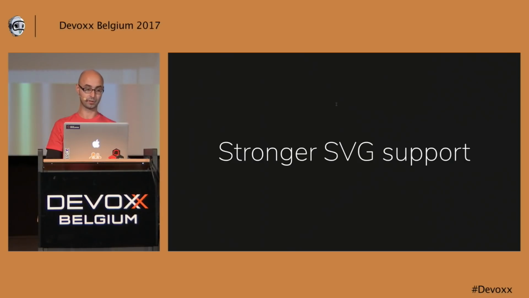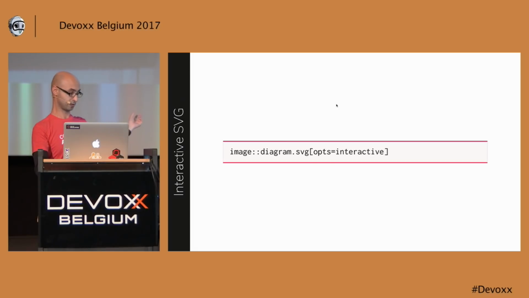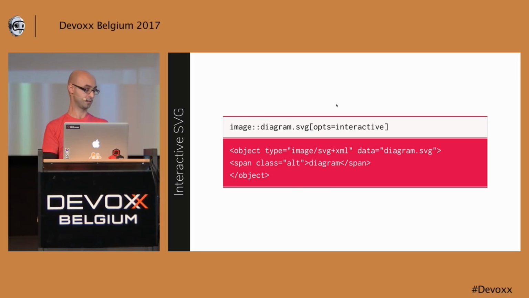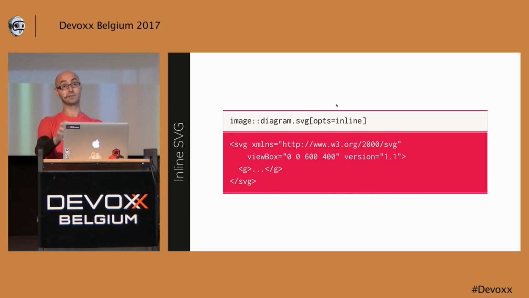Also, we are giving stronger SVG support. Basically, you can set these files as an image, as an object, or as embedded. So you can put something like image, diagram, ops, interactive. And this means that it's going to create the output as HTML with an object type SVG XML with the data. Of course, if you change this to inline, what Asciidoctor does is read the file and put the output as embedded content inside the HTML tags.